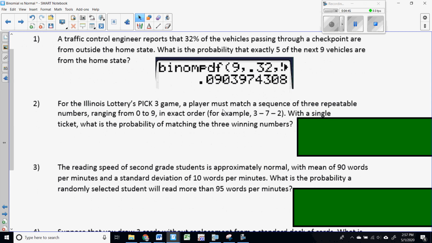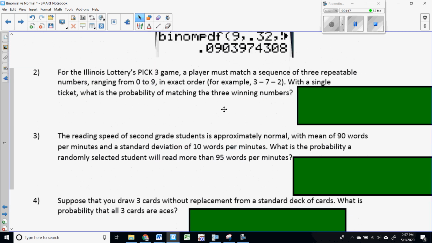Look at another one. For the Illinois Lottery Pick 3, a player must match a sequence of 3 repeatable numbers from 0 to 9 in exact order. With a single ticket, what's the probability of matching the 3 winning numbers?